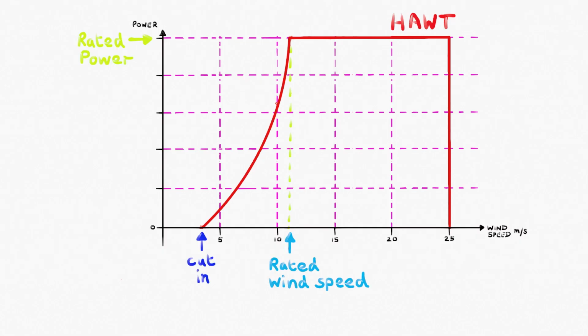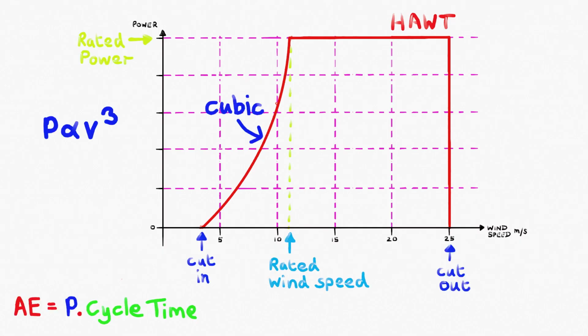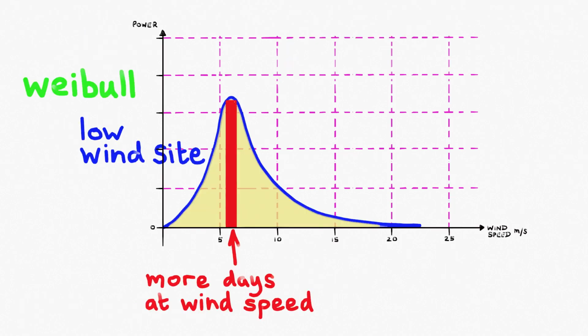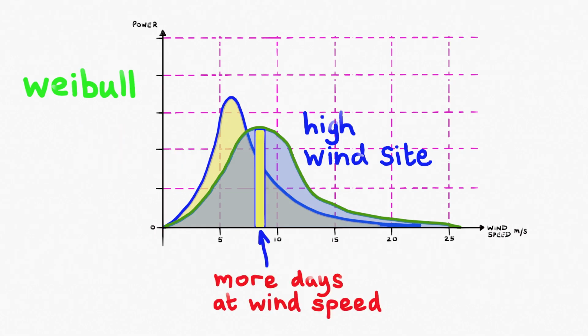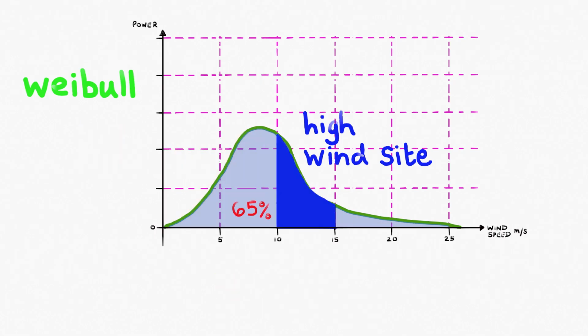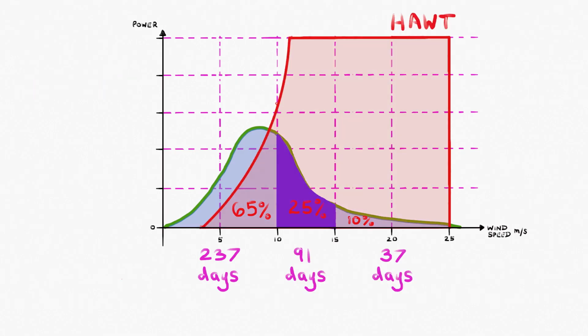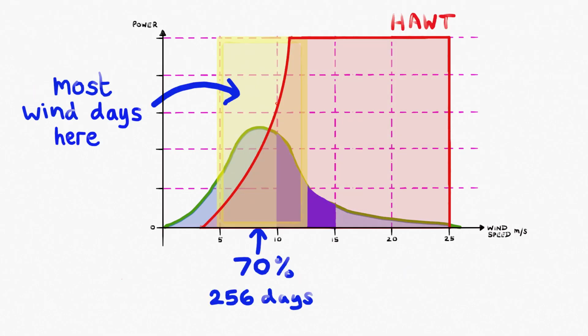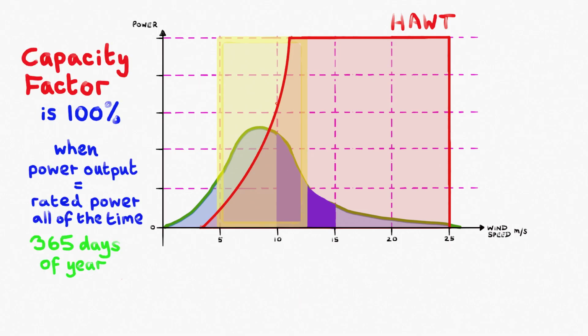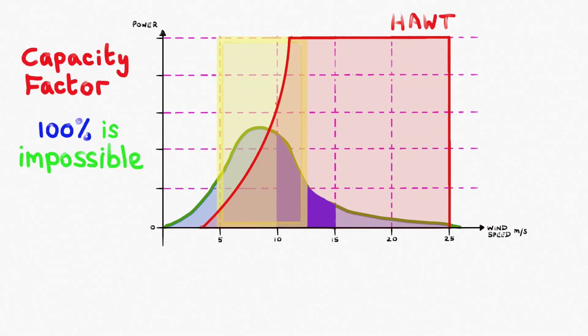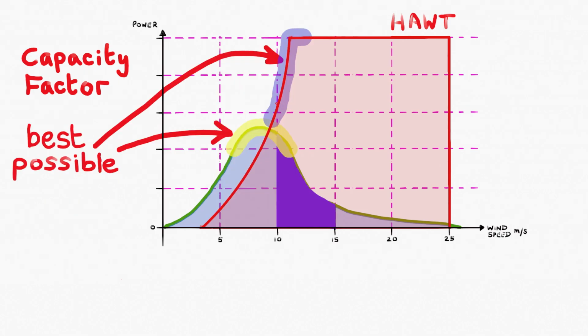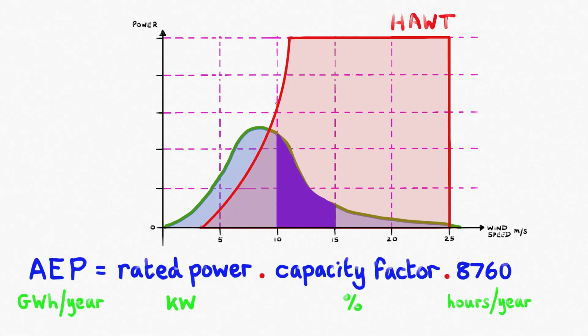This is a typical power curve for a wind power system. A Weibull plot shows the percentage of the time, equivalent to the number of days per year, for each wind speed at the site. Capacity factor is the percentage ratio of the actual energy generated over the year versus the maximum possible energy it could generate at the rated power for the whole year.